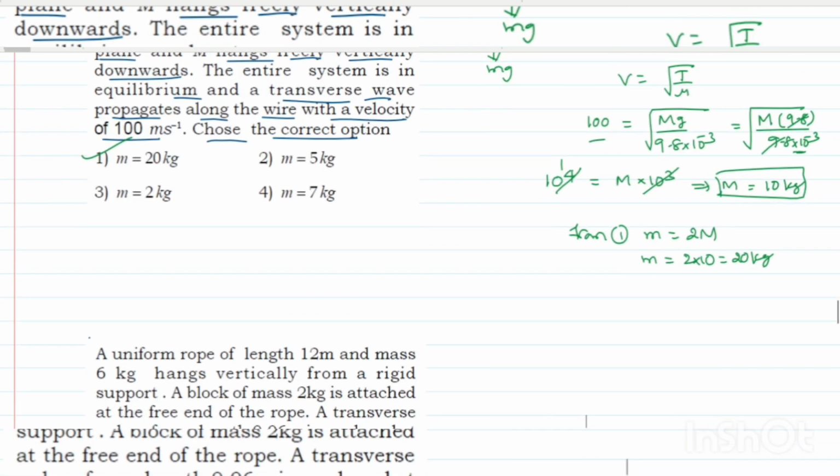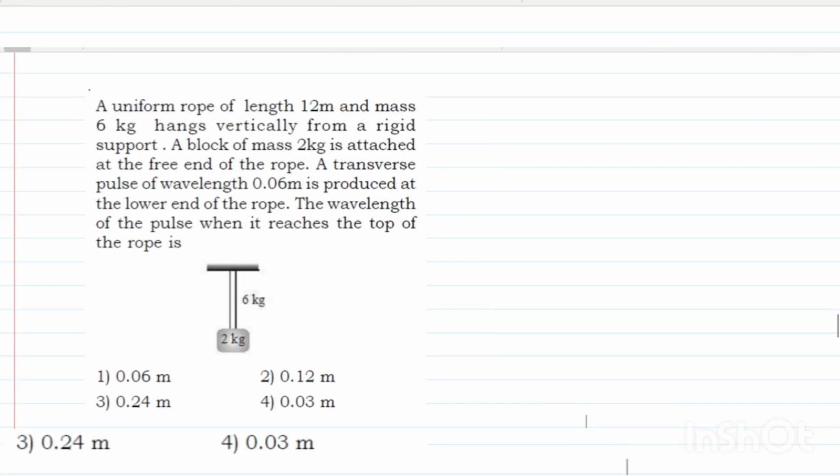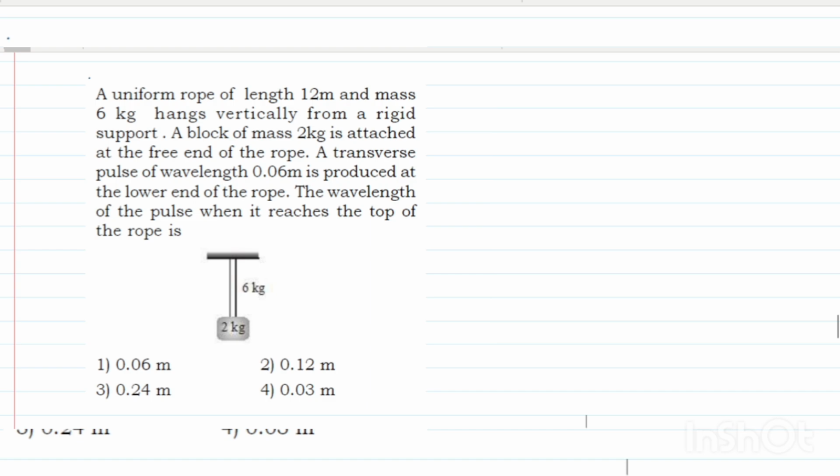Let us see the next question. The next question says a uniform rope of length 12 meters and mass 6 kg hangs vertically from a rigid support. A block of mass 2 kg is attached at the free end of the rope. A transverse pulse of wavelength 0.06 meter is produced at the lower end of the rope. They are asking for the wavelength of the pulse when it reaches the top of the rope.